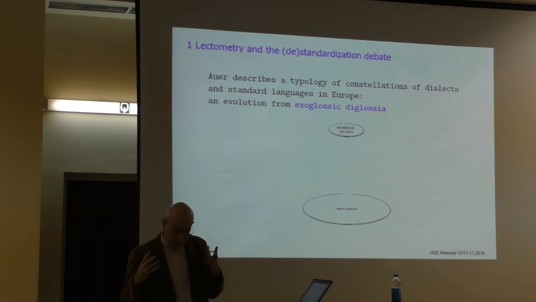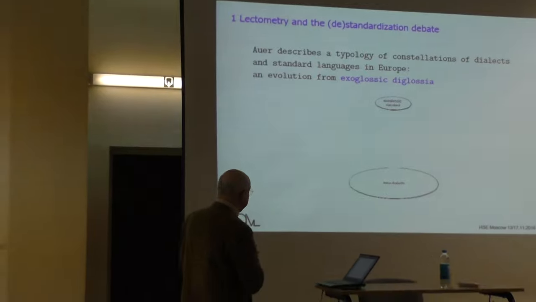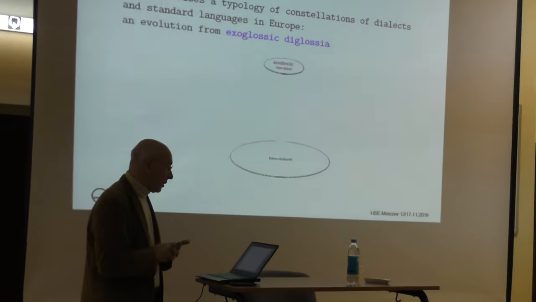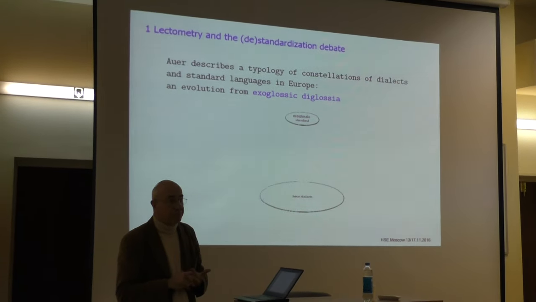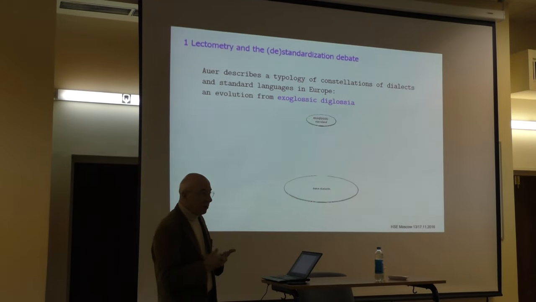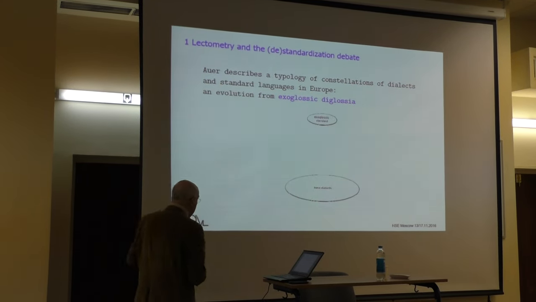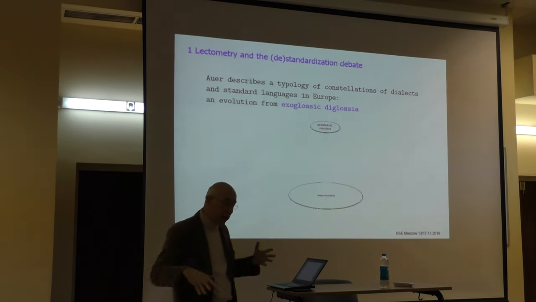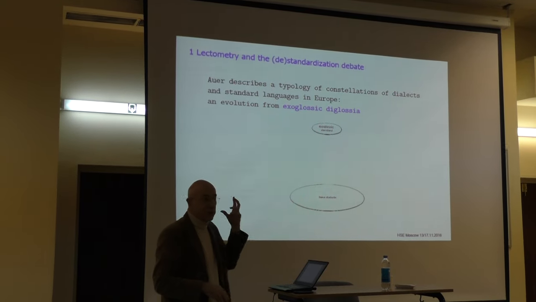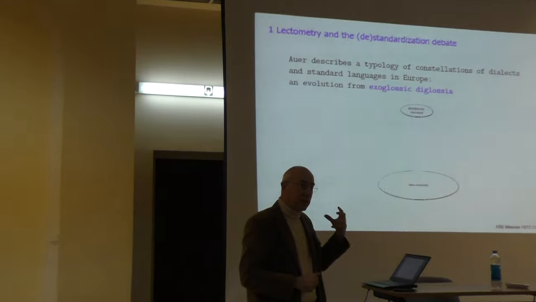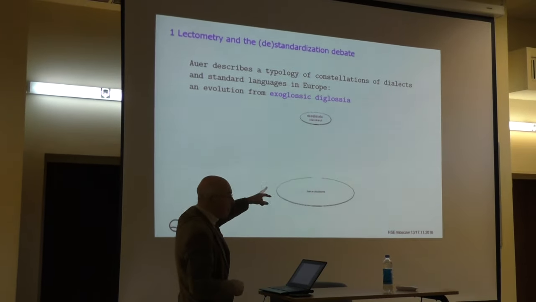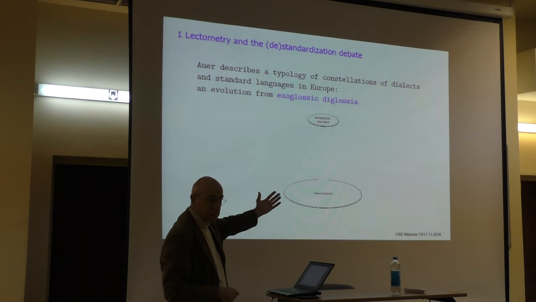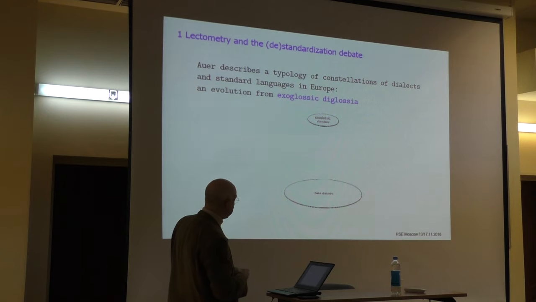So the picture that is sketched by Auer takes the following form. He takes a starting point in what would be, if you wish, a medieval situation in which you have base dialects on the one hand, the local dialects, then on the other hand, what he refers to as an exoglossic standard language. Exoglossic because it's not based on the base dialects, and of course, in the Western Middle Ages that would be Latin.